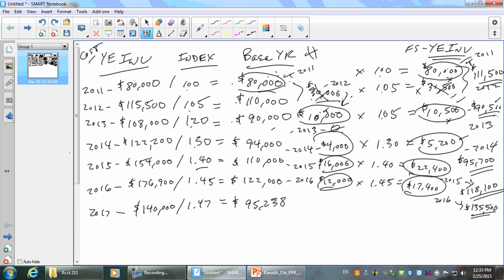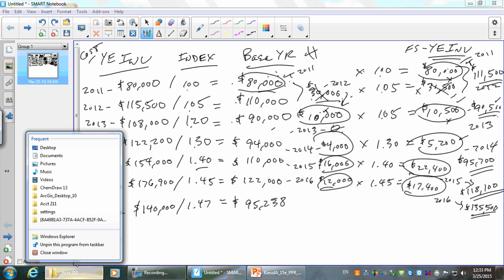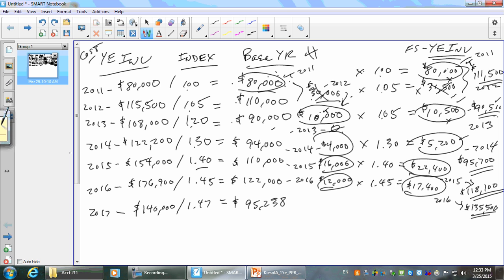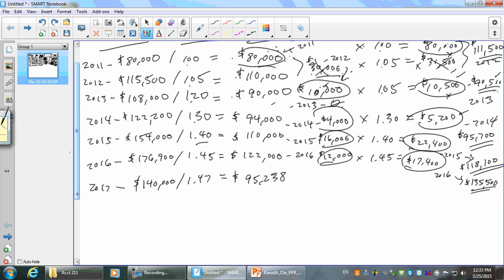95,238. That's in base year dollars. That's what it would have cost in 2011 to buy the inventory. I would like you to tell me how much the ending inventory is. Can you do it? You would just want us to round that, right? Because that does give us decimals. In real life you keep the decimals. On a quiz or test, just round it.